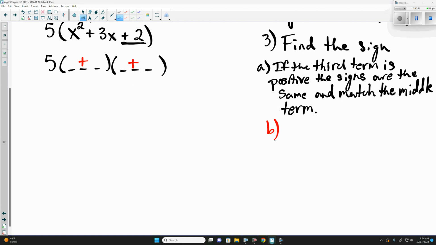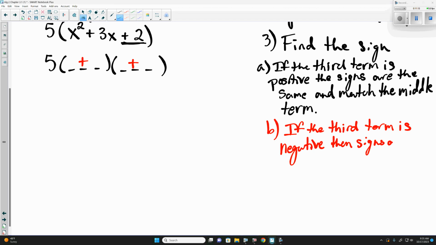Now that does beg the question, what if the third term is negative? If the third term is negative, the signs are opposite, which means one is positive, one is negative. And in that case, you're just going to pick. Is the first one positive or negative? And whichever one you don't pick goes in the other spot.